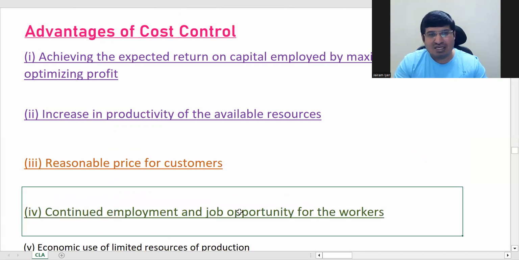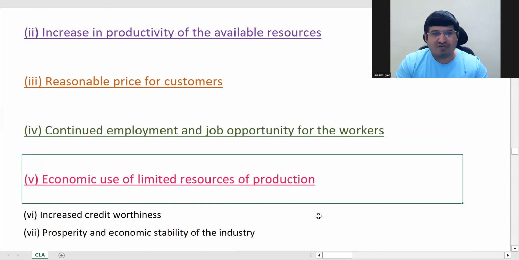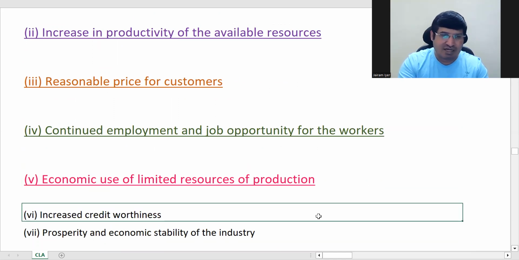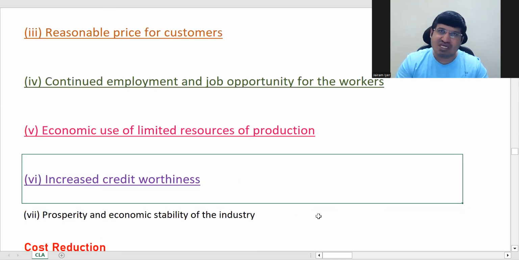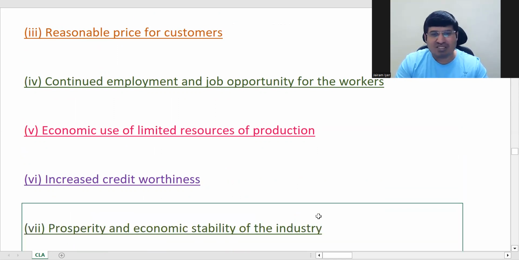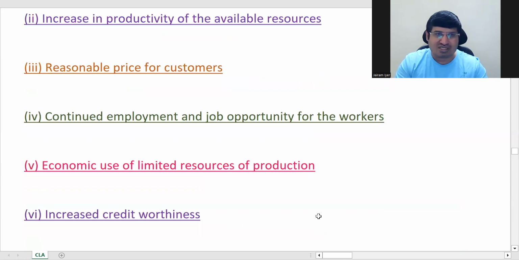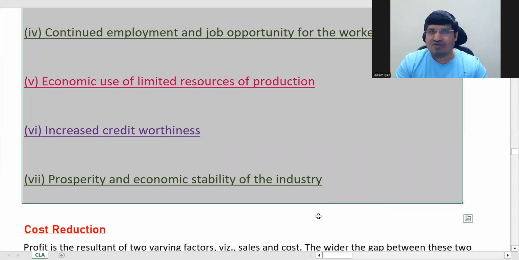Continued employment. If you are following cost control, then your organization will be successful, and when the organization is successful, employment of the workers will also be guaranteed. Economic use of limited resources. This I need not explain, right? Increased credit worthiness. If your organization is successful, banks will give you credit because they know that you will be in a position to repay them. Prosperity and economic stability of the industry. No need to explain this. So these are the advantages. At least 4 or 5 points should be there in your fingers always.